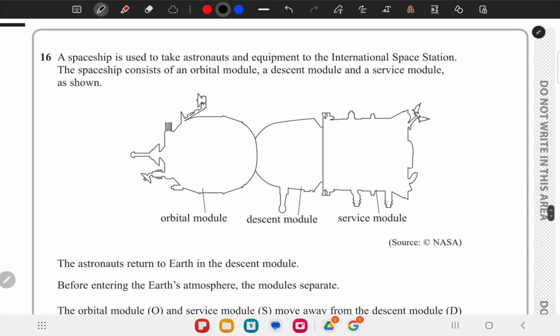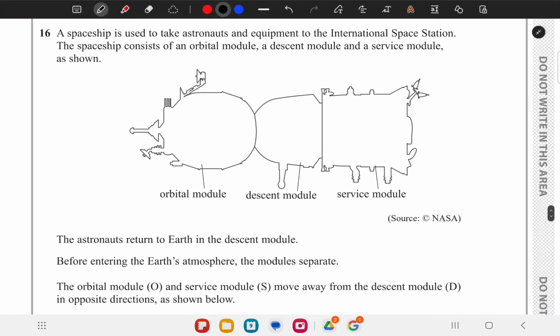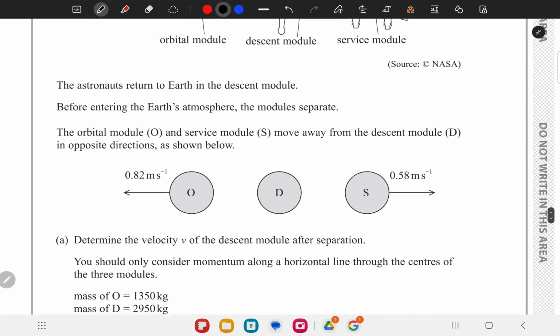Now moving on to the next question. We have a spaceship over here that is used to take astronauts and equipment to the International Space Station. We have an orbital module, a descent module, and service module.